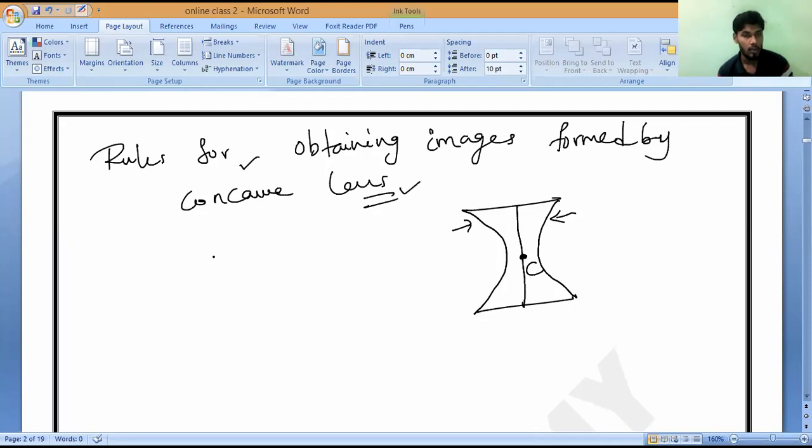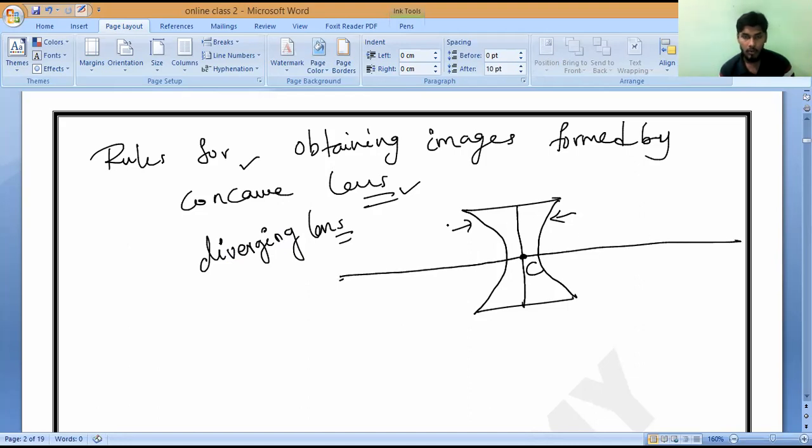As we know, concave lens we can also call a diverging lens. Is it yes or no? So, diverging lens. As we know, if we send a parallel beam of light, what will happen? All the light rays will diverge away from the lens. Understanding?